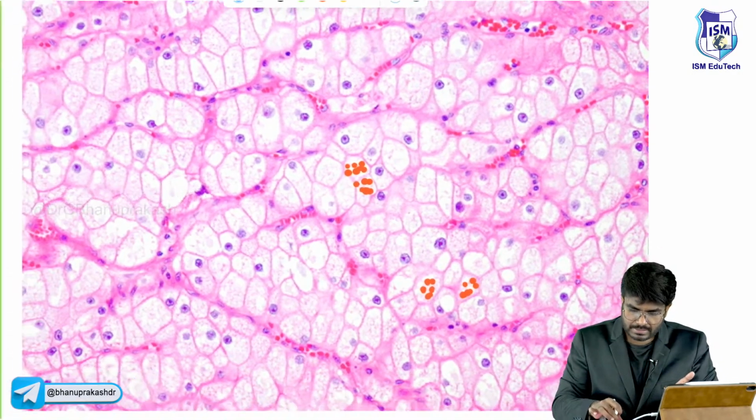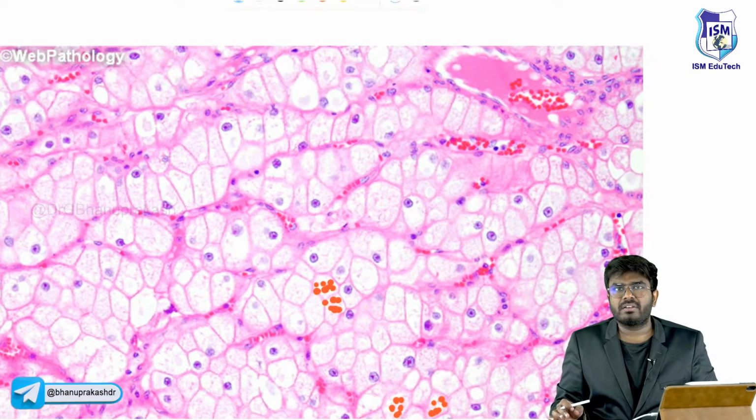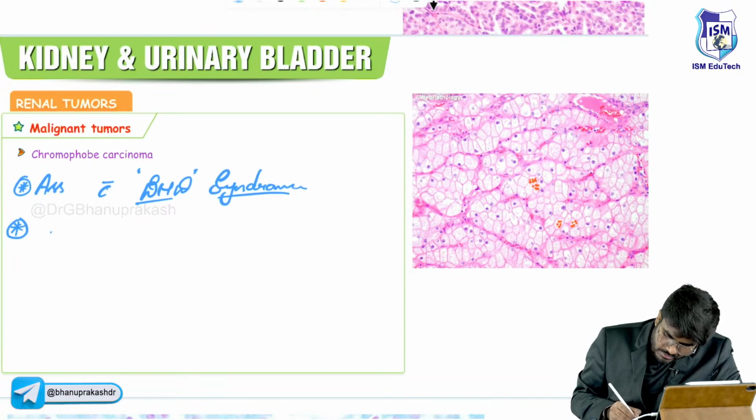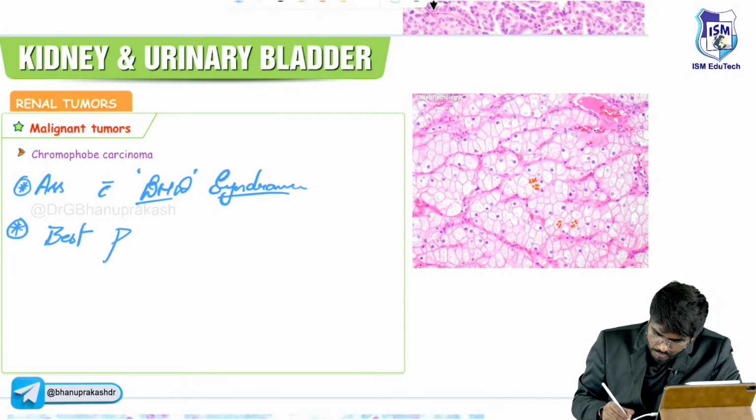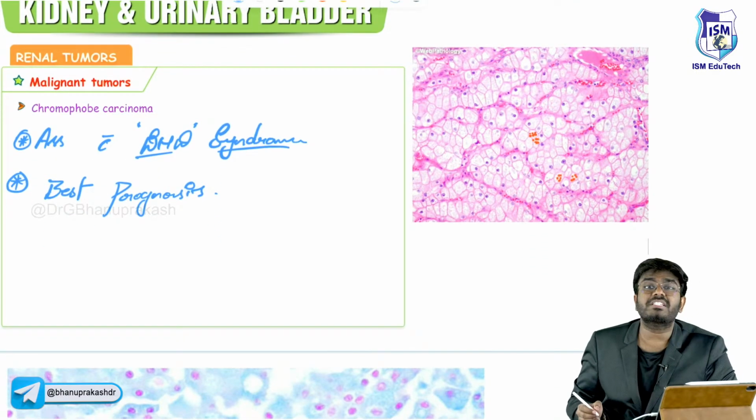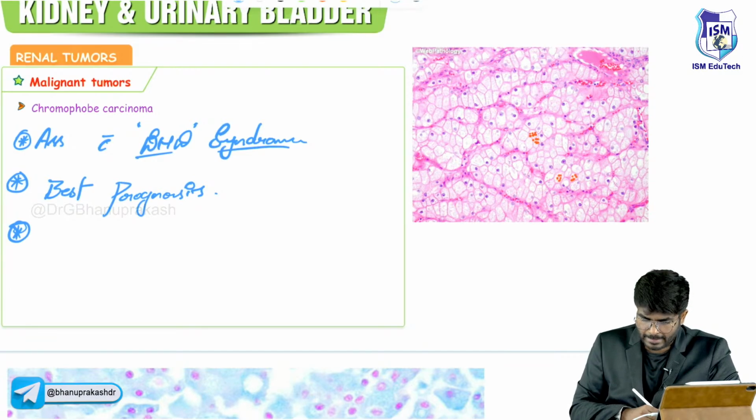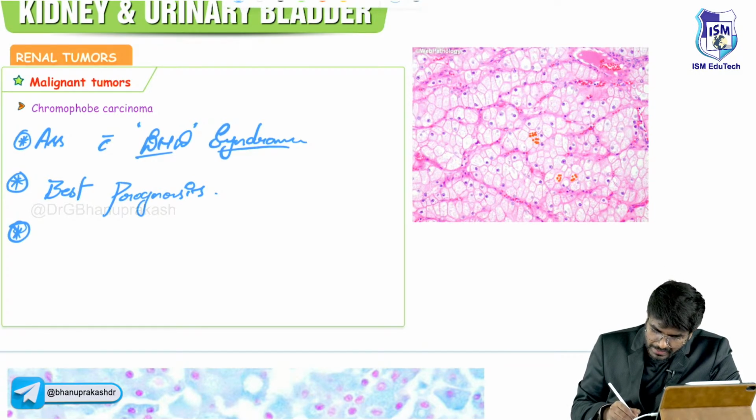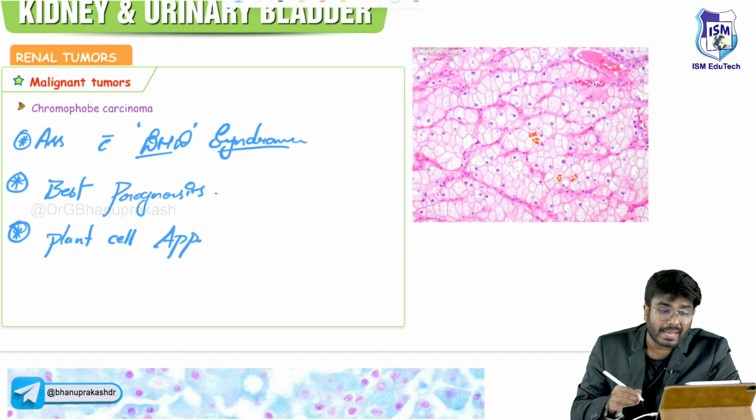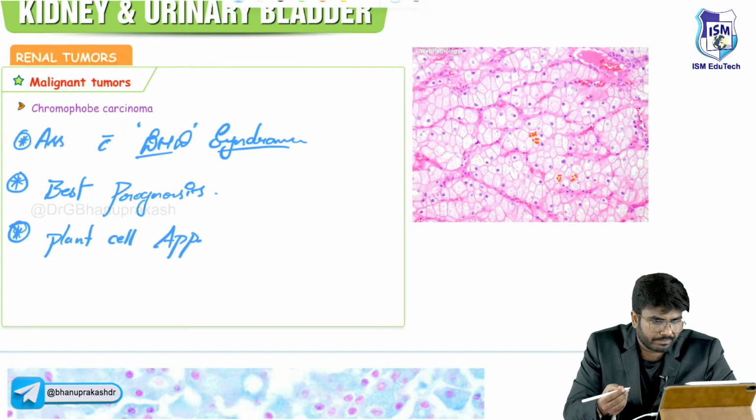A plant cell. So plants are very good, right? Very good for the environment. Best prognosis. This type of cancer is going to show the best prognosis. Next, what else? It's going to look like a plant cell. A plant cell appearance is going to be seen.